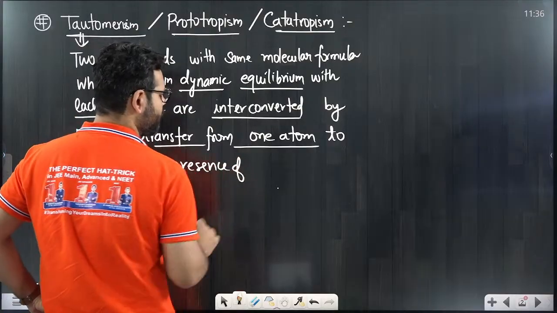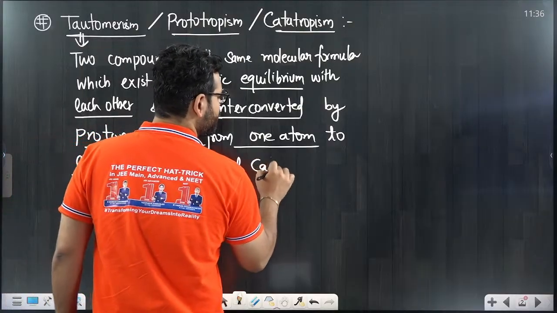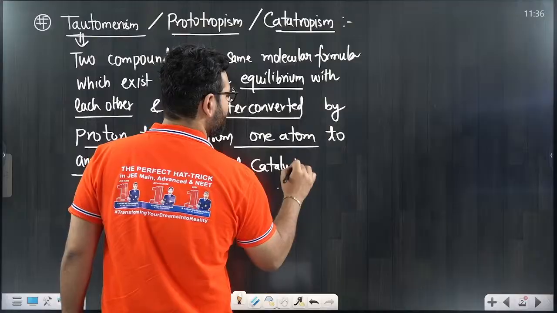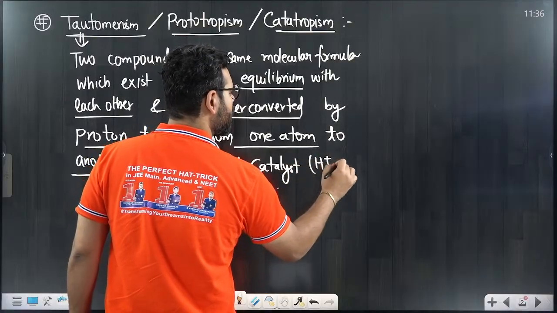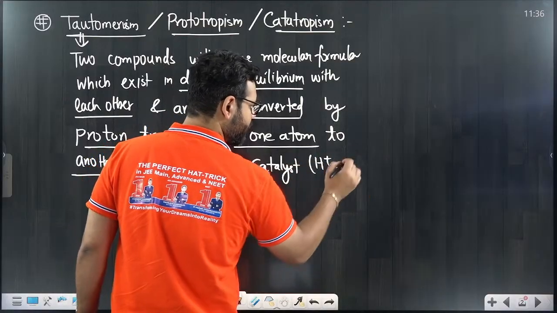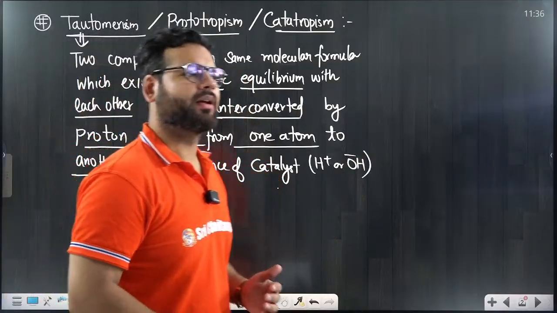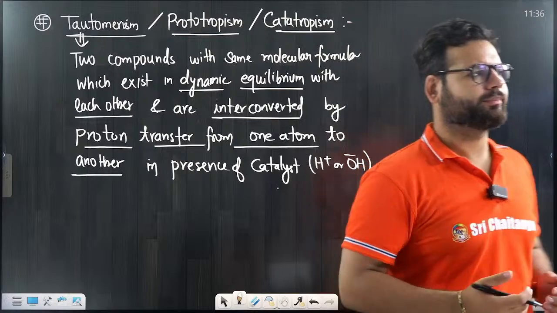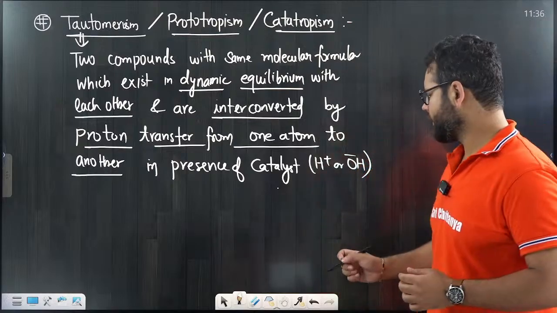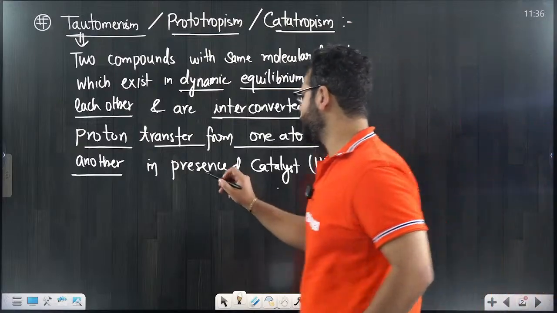In the presence of a catalyst. So here the catalyst will either be an acid or a base. So acidic medium or basic medium, any medium can be given. There the tautomerism will occur in the presence of acid catalyzed or base catalyzed condition.